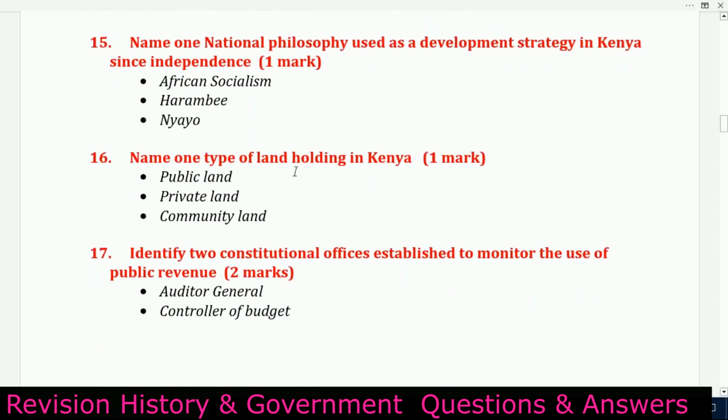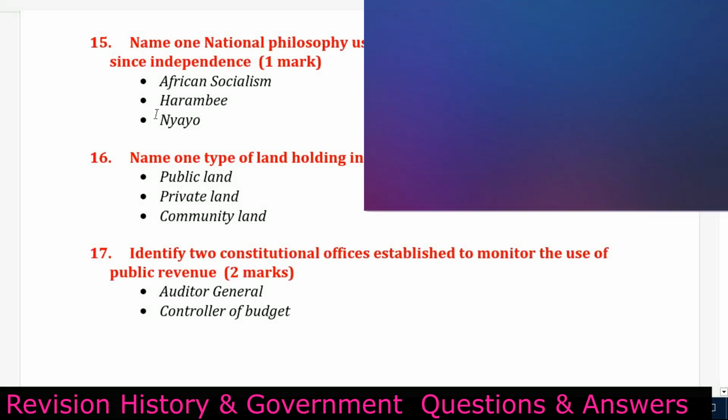We go to question number 15. Name one national philosophy used as a development strategy in Kenya since independence. That one is African socialism. Number 2, Harambee philosophy, then Nyayo philosophy. These are the only 3 philosophies that Kenya has ever implemented. I don't know whether this time they will talk about bottom up.